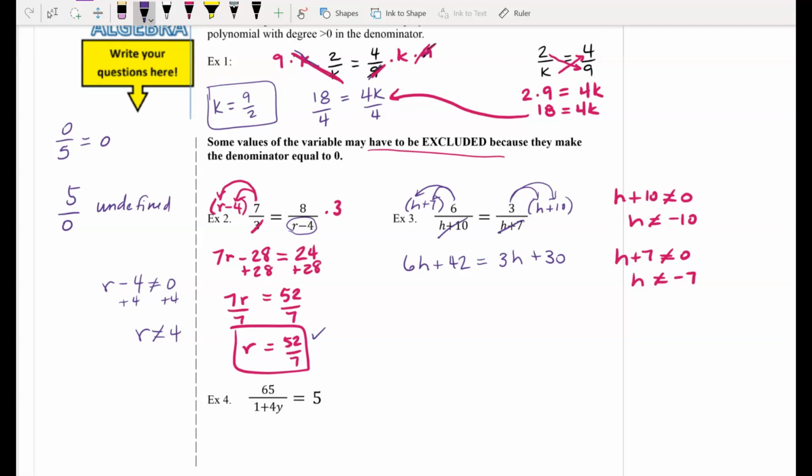Now we want to collect our h's on one side and our numbers on the other side. Pause the video while you do that and then come back and check your answer. So after you solve, you find that h is equal to negative 4. Since that's not negative 10 and not negative 7, that checks out. That is a valid solution.